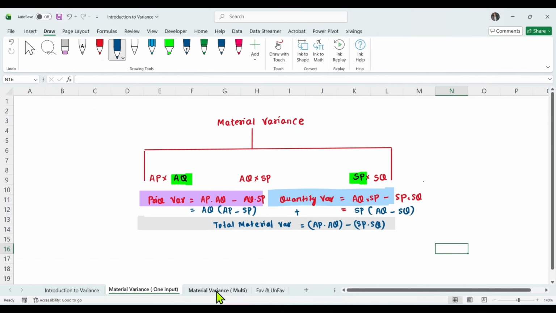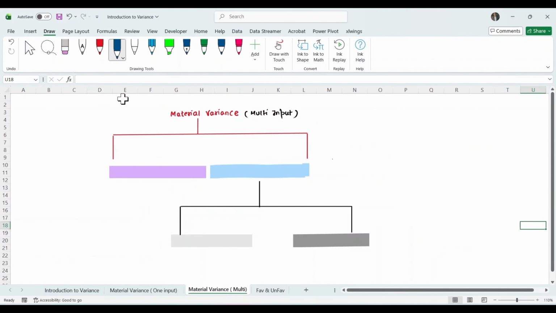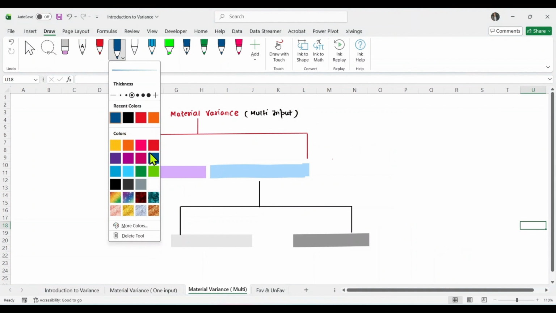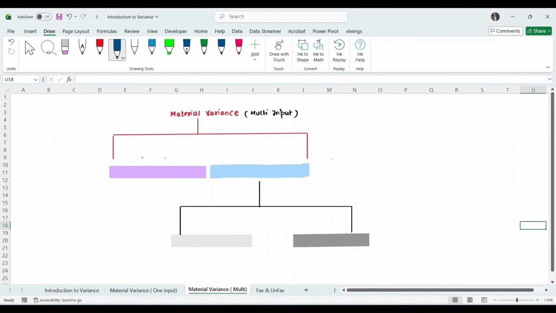Now let's go to more than one input. Let's just take this formula, the price variance, AQ times AP minus SP. Let's write it down here. Okay, this is price variance and this is quantity variance.